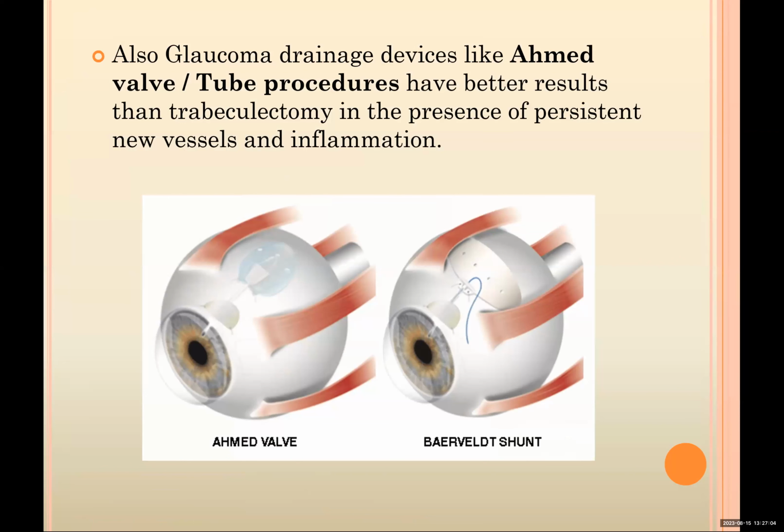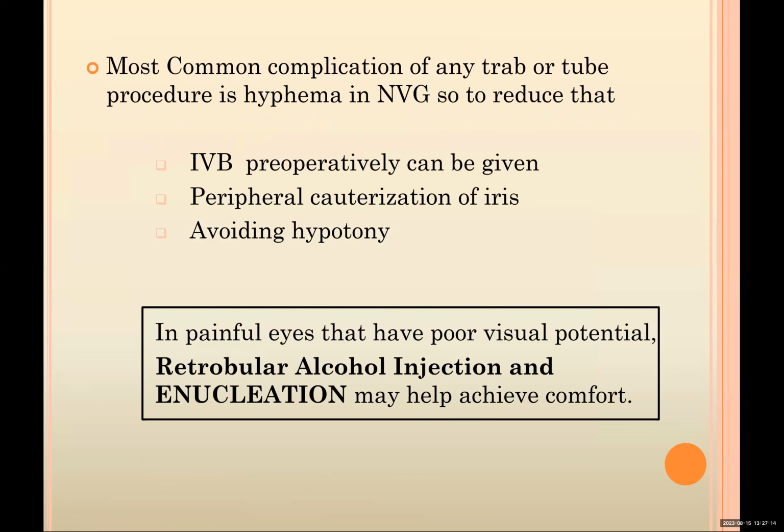In cases where the inflammation is still present or the new vessels are persistent, we can use glaucoma drainage devices like Ahmed valve and Baerveldt shunt. The most common complication of any such surgery is hyphema. So before that, we can use intraoperative IV bevacizumab.